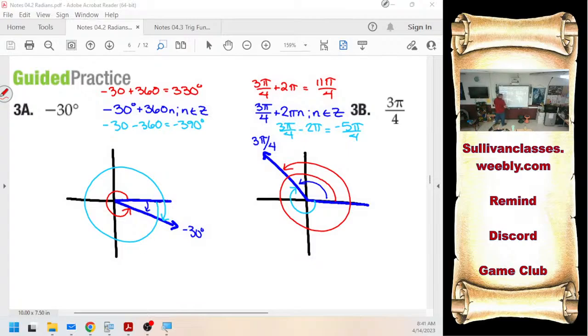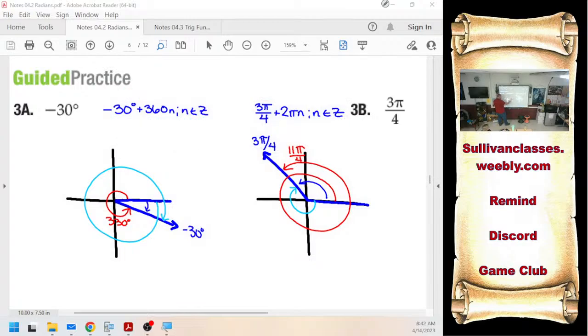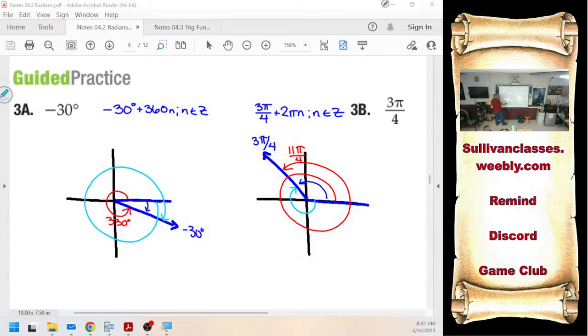Okay? Again, whether you write them up here or you write them here, you don't have to show these parts. You could just show these, and that's fine. And arithmetic, it's just getting used to the numbers. What was this one? Negative 390, and this was negative 5 pi over 4.